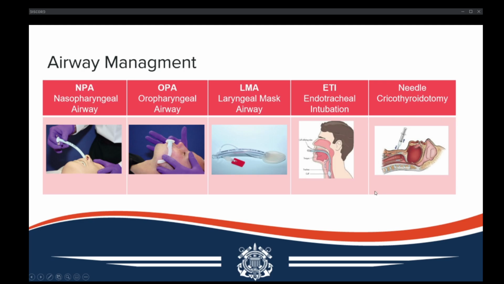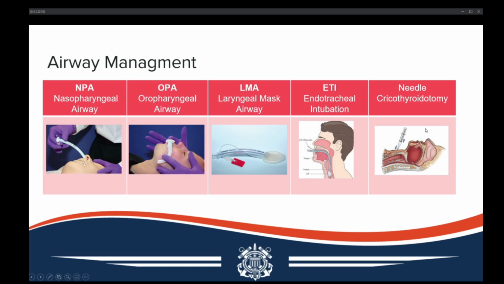This is the last step in airway management. Usually used if there's major head trauma, and it essentially allows for a needle to be passed through the cricothyroid. It's this section here, and allows for essentially a direct injection of air. Extreme cases only. If they can't support their own airway, if they have a head injury, it's pretty much the only cases.